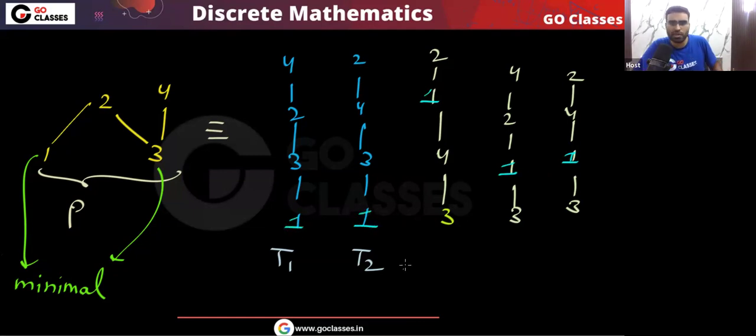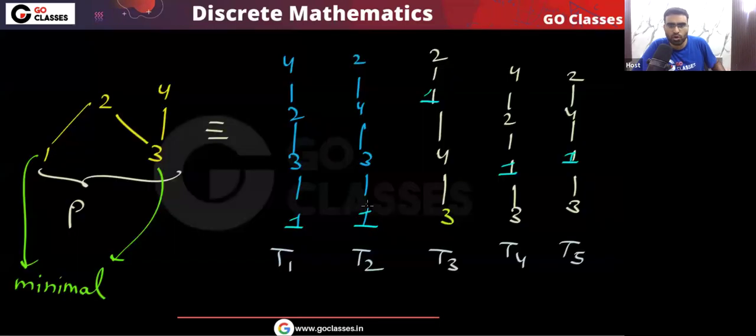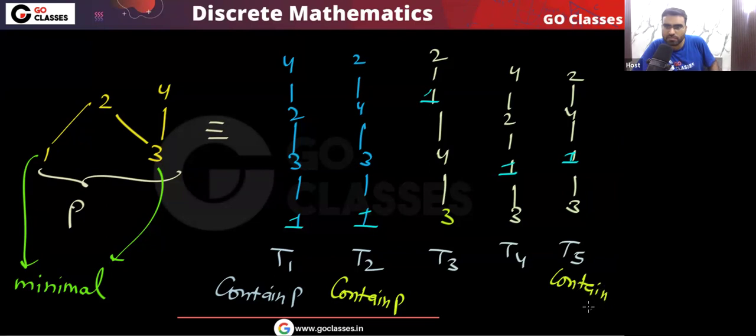Tell me. So finally your answer is what? T3, T4, T5. Okay, this is your answer. Your answer will be 5. How many total orders contain P? The answer will be 5. All these 5 total orders, they will contain P. You can easily see T1 contains P. You can see T2 contains P, and so on. T5 contains P. Similarly, this T3 contains P, and this T4 contains P.